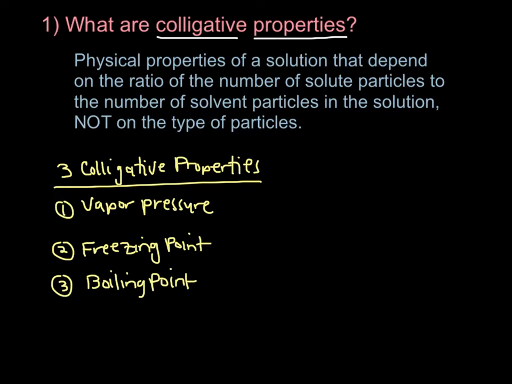There are quite a few colligative properties that we can talk about, but we're going to limit our discussion to the following three: vapor pressure, freezing point, and boiling point. All solutions have these three physical properties that are measurable. And by adding or removing solute, or making different concentrations of solutions, you can actually change these three properties.